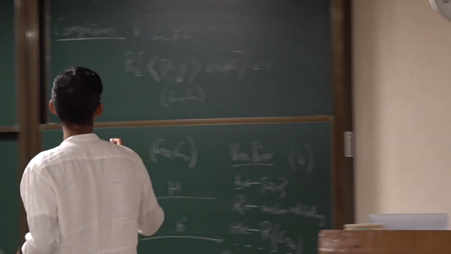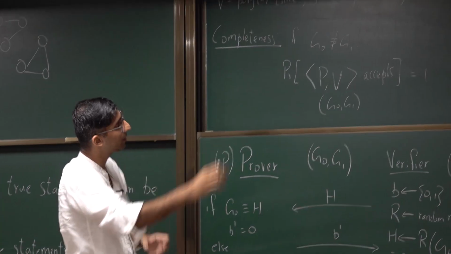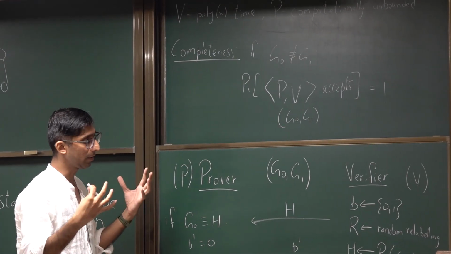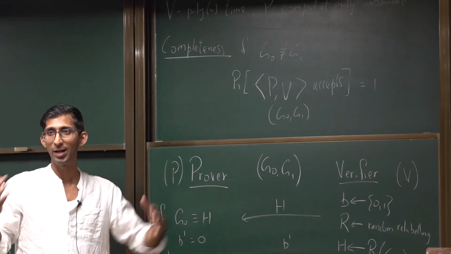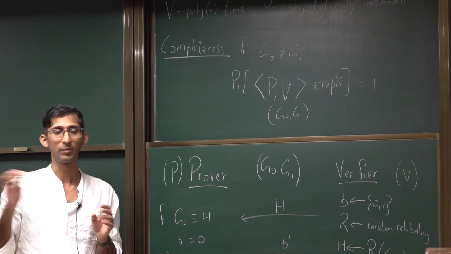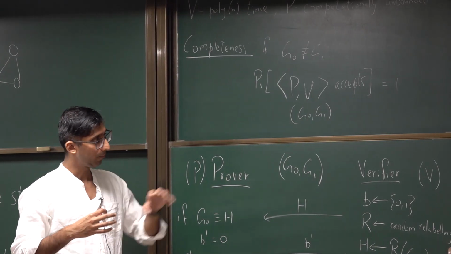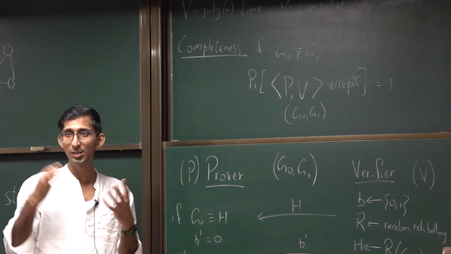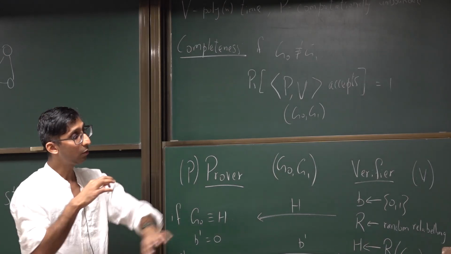Yes. So what I want to say here is that if the prover is trying to prove this statement here, what is it trying to prove? It's trying to prove that the two graphs that we are dealing with are not isomorphic. The way it's trying to prove this is by showing you that it can actually distinguish between these two things.